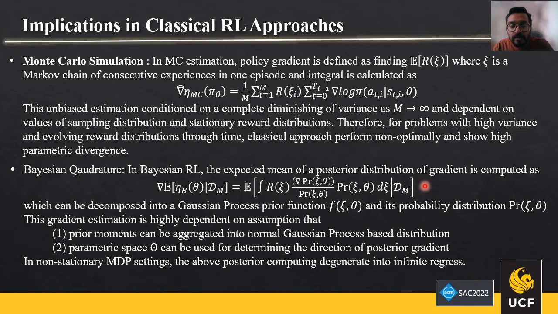And secondly, this parametric space theta can be used for determining the posterior direction or posterior gradient estimation. In non-stationary MDP settings, both these assumptions fail and they often degenerate the posterior estimation process into an infinite regress, which eventually fails to find a convergence sequence for the posterior estimation.